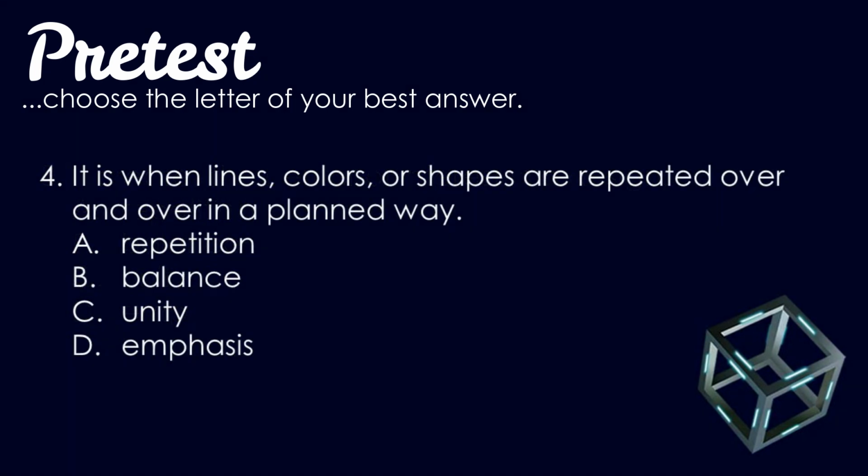Number 4. It is when lines, colors, or shapes are repeated over and over in a planned way. A. Repetition. B. Balance. C. Unity. D. Emphasis.